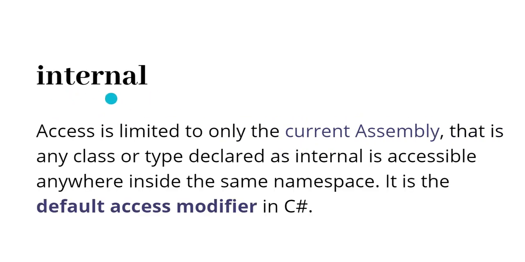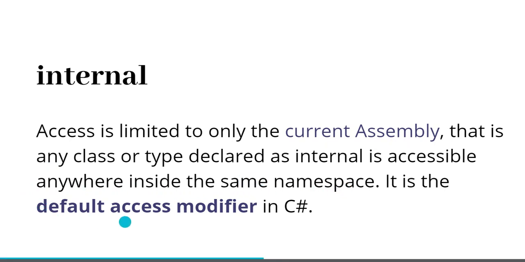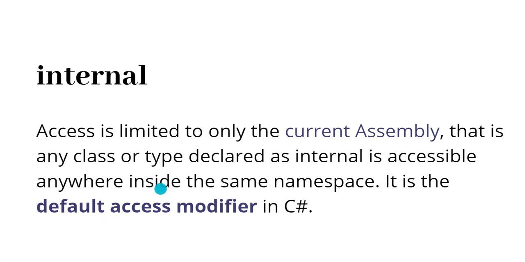So the next one is internal. Access is limited to only the current assembly. That is, any class or type declared as internal is accessible anywhere inside the same assembly. It is the default access modifier in C#. If you use the internal access modifier, then we can access it only in the current assembly.